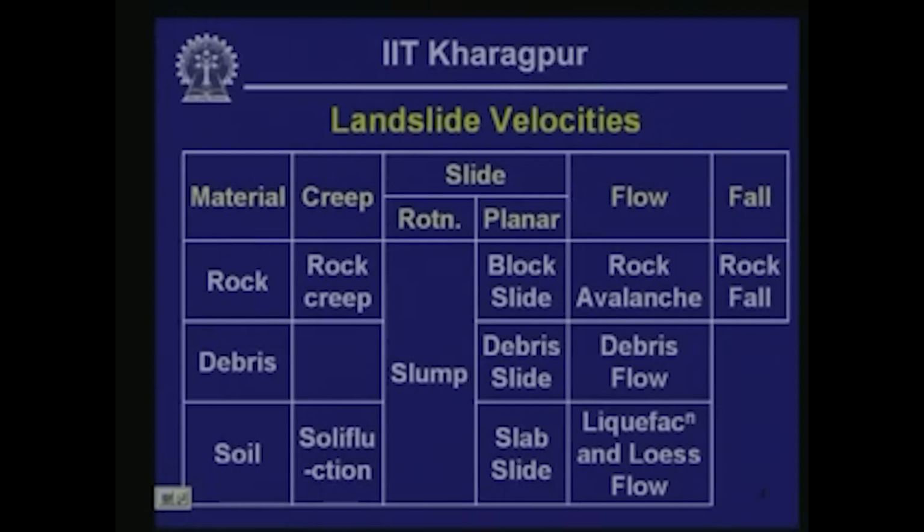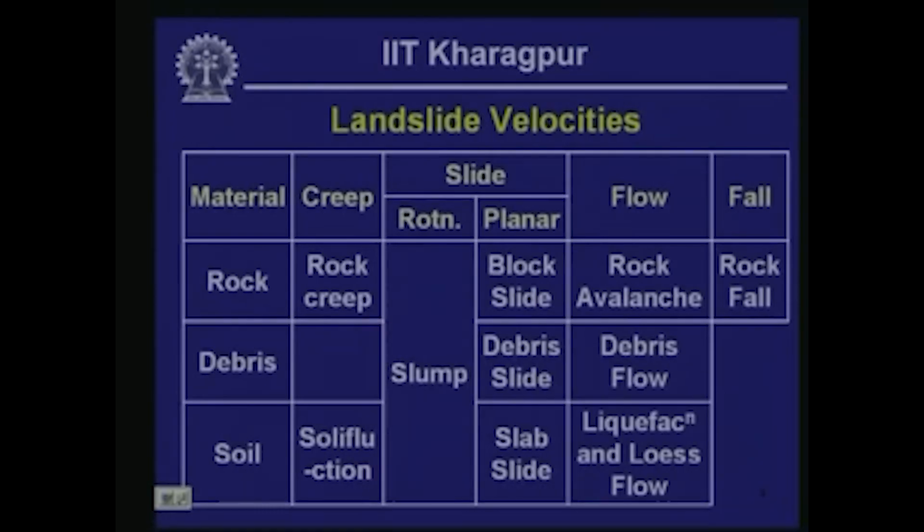Planar slides typically through rock masses is a block slide, through debris it is going to be debris slide, and through soils you could have slab slide. We discussed the characteristics of these things in the last lesson briefly. And then we could have flow, and flow, if it affects rock mass, then it is typically called rock avalanche. If flow affects debris, then we are going to call that debris flow.